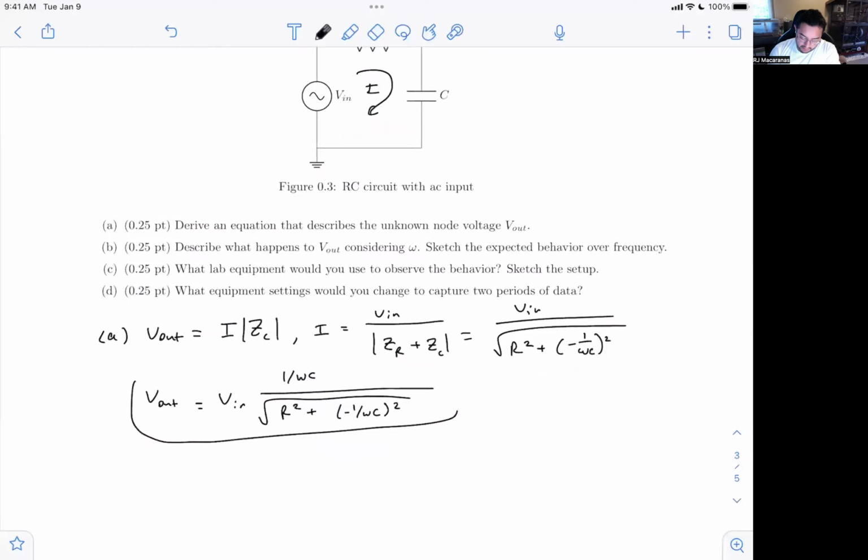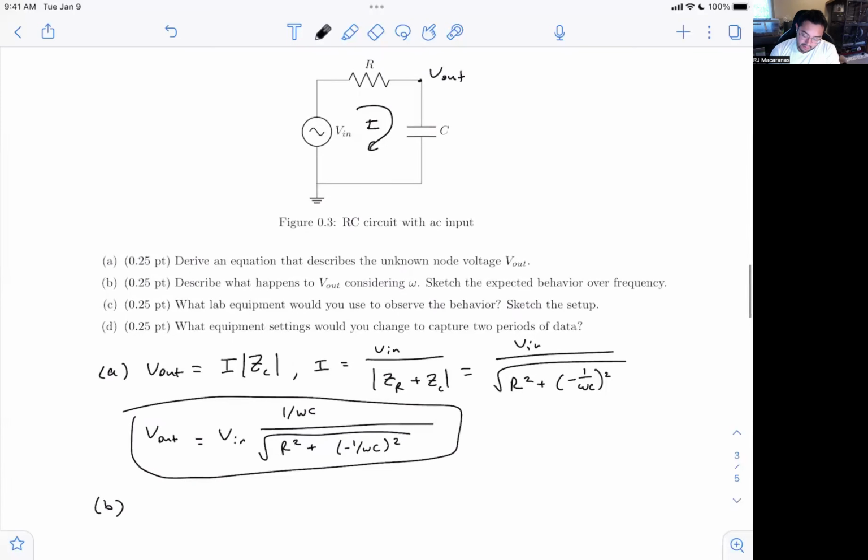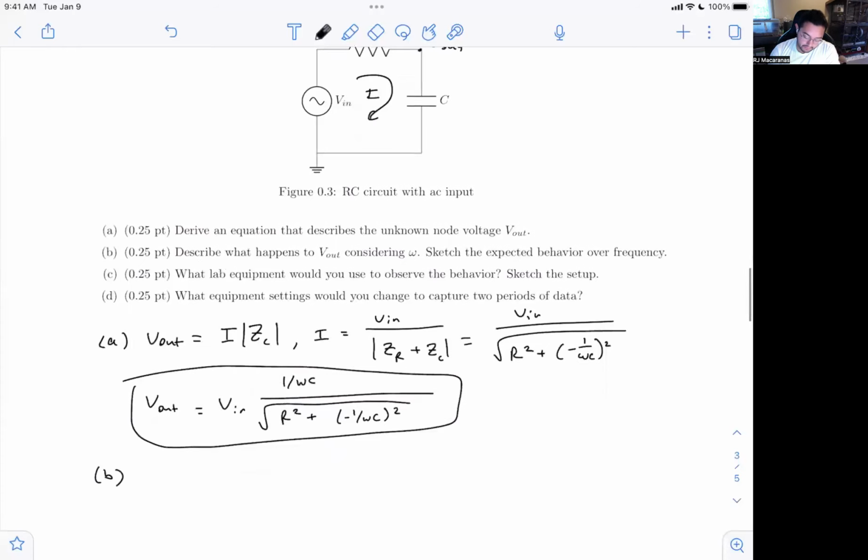So there's our output voltage. For part B, we're looking for what happens to V out considering omega. So let's just look at the simple case. When omega is 0, we've got no frequency, it's just a DC signal. Well, V out is going to charge up to V in. So that is going to be the maximum that V out can take.